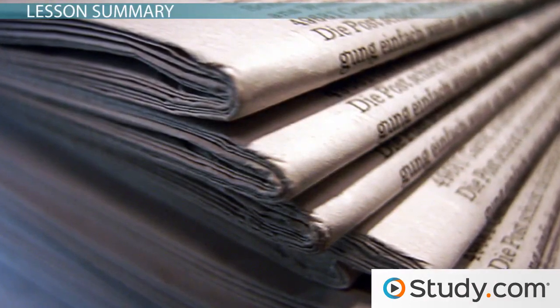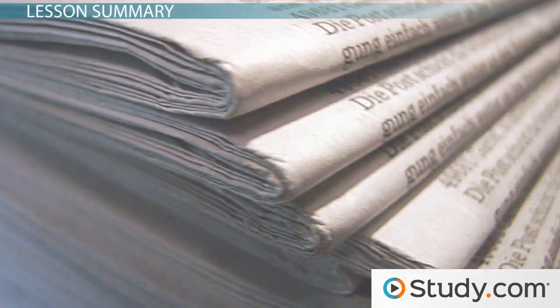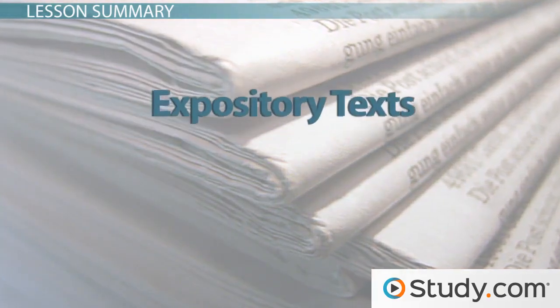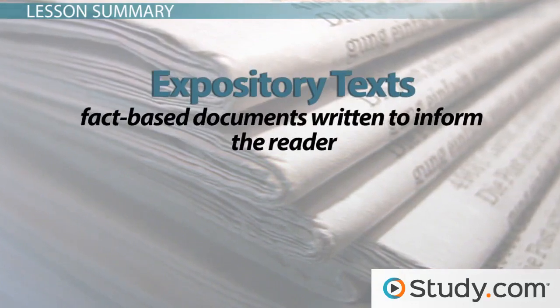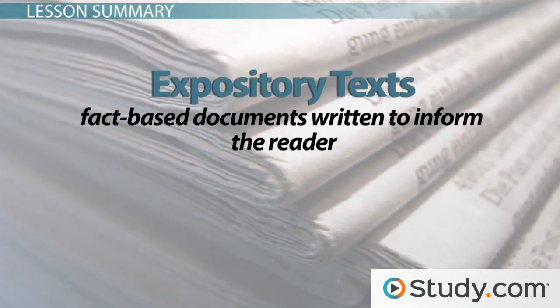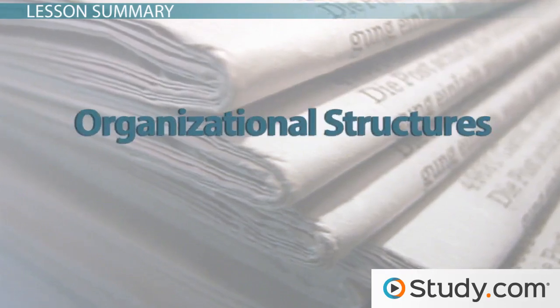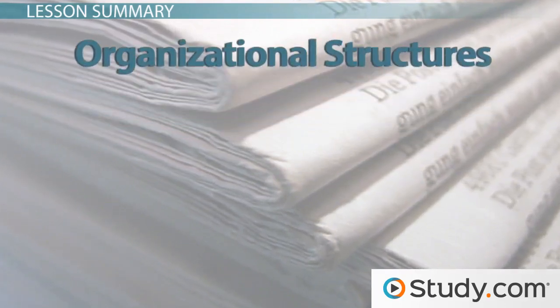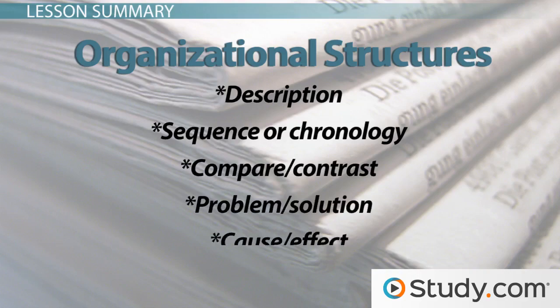Nonfiction texts such as news articles, scholarly journal articles, and readings from textbooks are all considered expository texts. Expository texts are fact-based documents written to inform the reader. Authors of these informational texts organize their ideas by using basic organizational structures. The 5 main organizational structures are description, sequence or chronology, compare-contrast, problem-solution, and cause and effect.